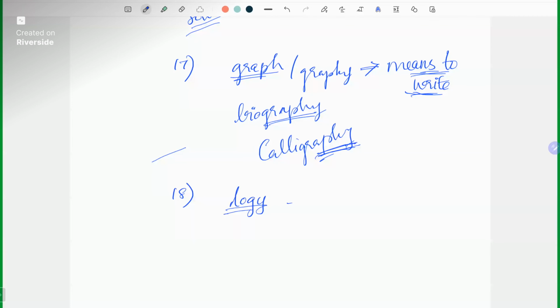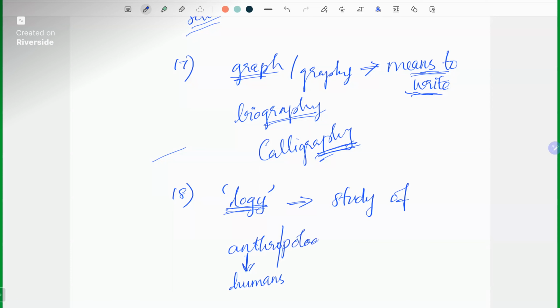Logy. What is logy? The root word logy. Study of. Yes, study of something. Very good. Ecology, anthropology. Anthropology, we just saw it. Anthropo means humans. The root word refers to humans. Anthropology, logy, which is study of. Study of humans is anthropology.